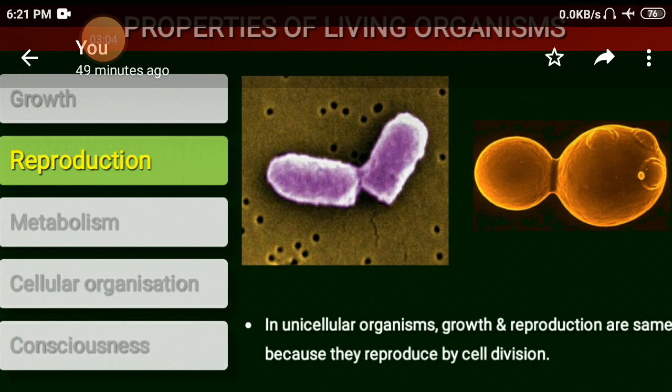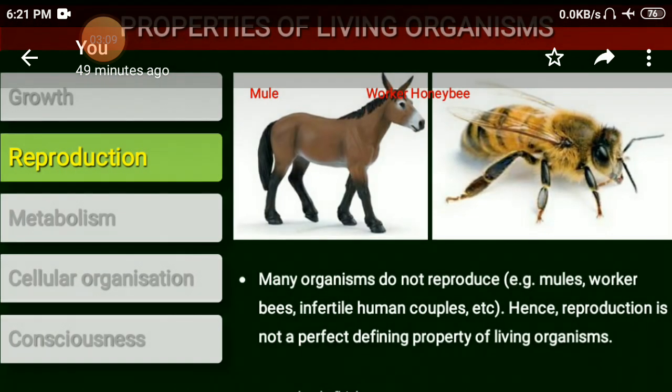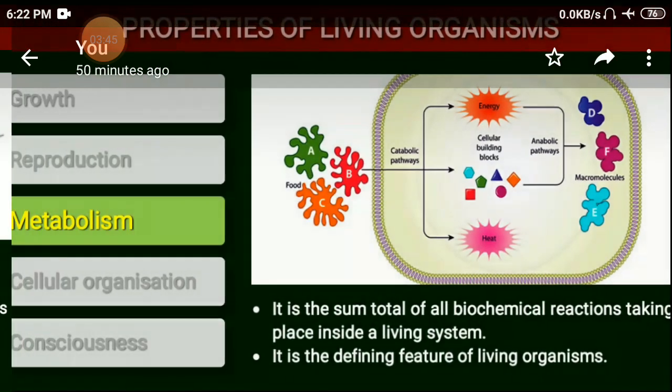In unicellular organisms, growth and reproduction are the same because both of them occur by cell division. Now, the exceptional cases here are the mules, worker bees, and infertile human couples. These are also living organisms. They show other features, but they are incapable of producing their young ones. So, can we consider them to be non-living? No, we can't consider them to be non-living. They are showing the rest of the features of living organisms. Hence, reproduction can't be a perfect defining property of a living organism.